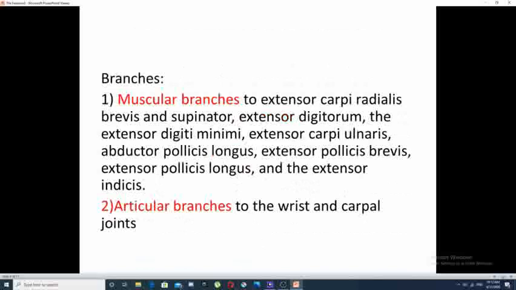It gives branches to muscles of the posterior compartment of the forearm, which are the extensor carpi radialis brevis and supinator muscle, extensor digitorum, extensor digiti minimi, extensor carpi ulnaris, abductor pollicis longus muscle, extensor pollicis brevis muscle, extensor pollicis longus, and extensor indicis, and it also gives branches to the joints, and these are the wrist joint and the carpal joints.